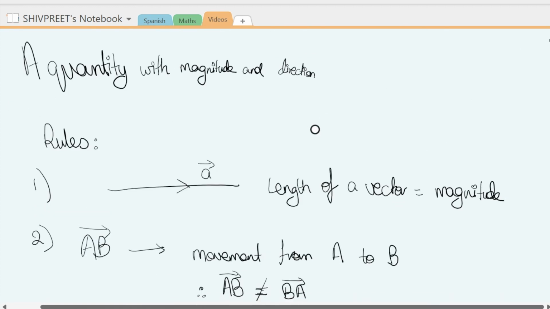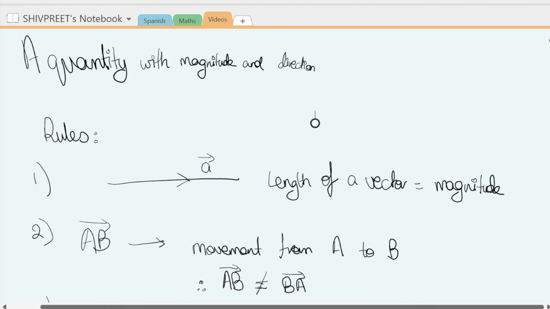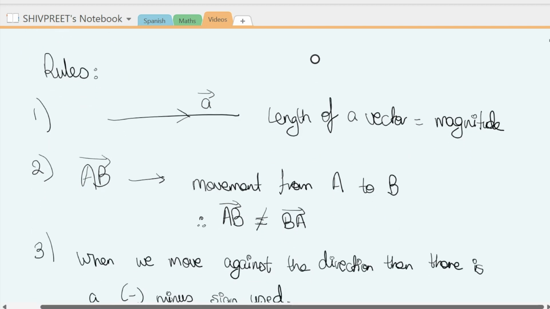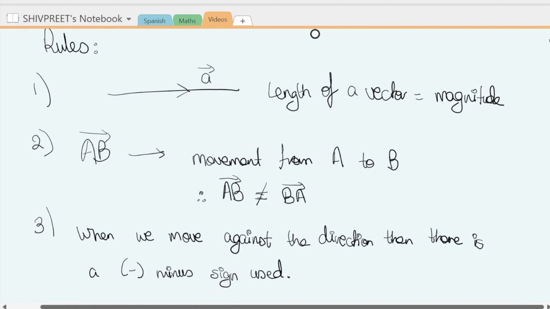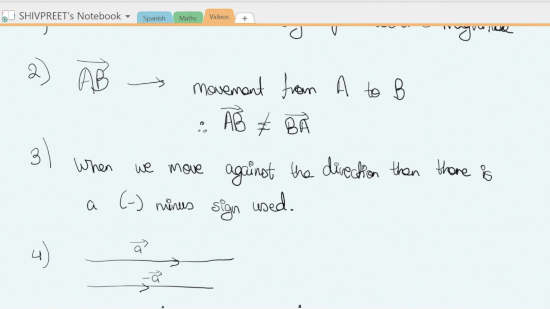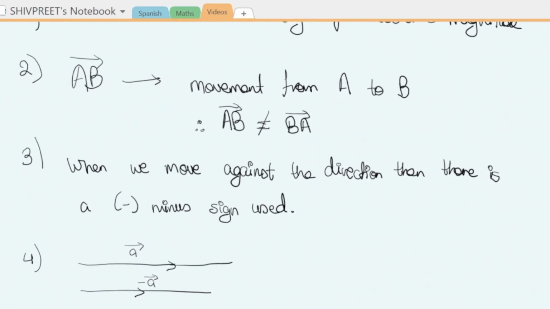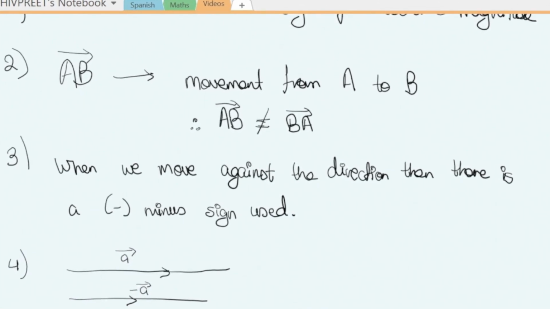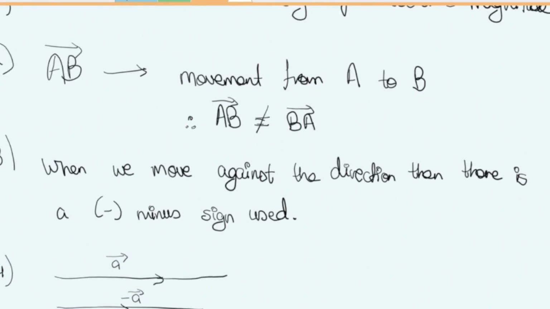So rule number one is that length of a vector is equal to magnitude, and this is how a vector is represented. Just like an arrow with the head in the middle, and to represent the length, you just write a and an arrow. This is very important because most students tend to lose marks here. They think vector AB is equal to vector BA when that's not the case. This is because vector AB moves from point A to point B and vector BA moves from point B to point A. So their direction will be opposite and they will not be the same.